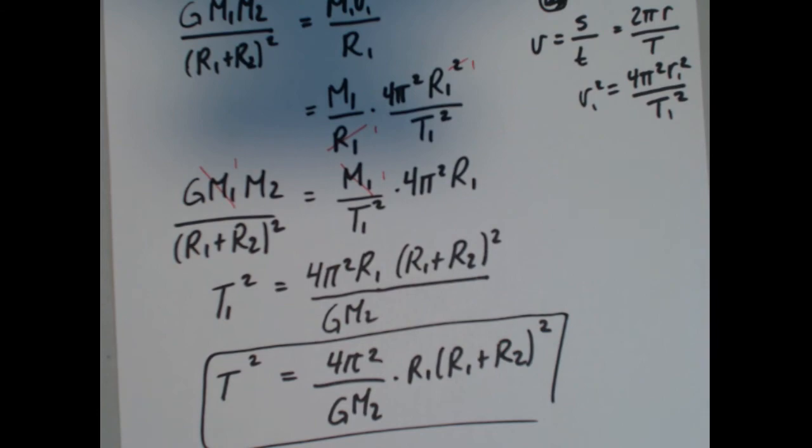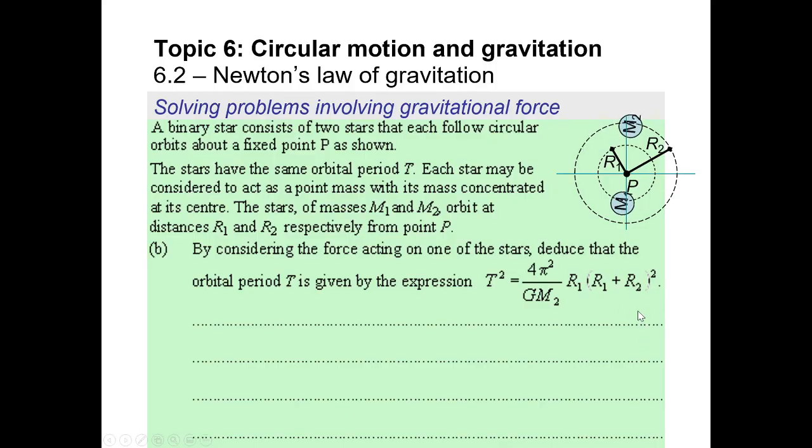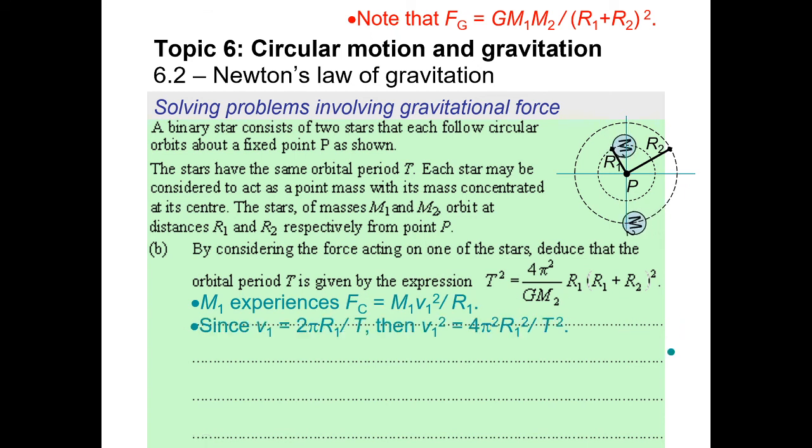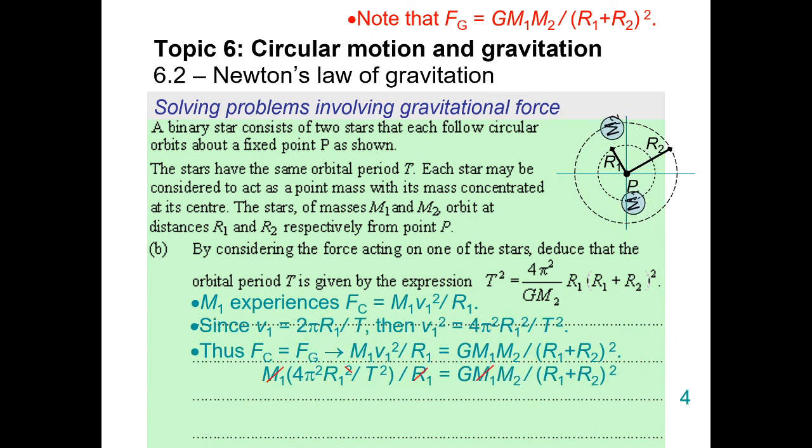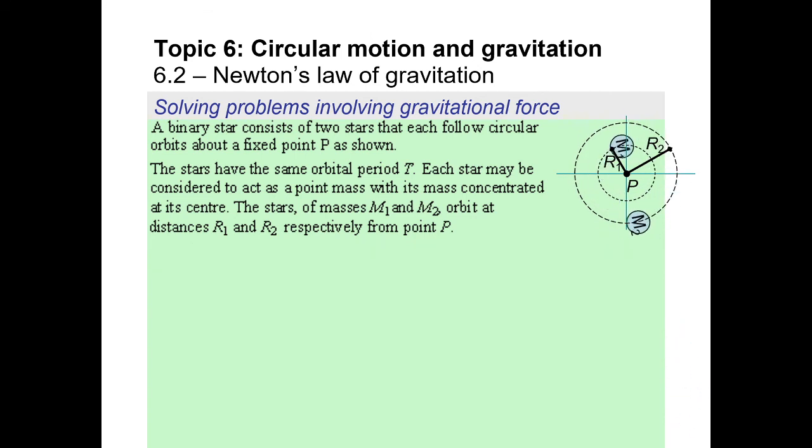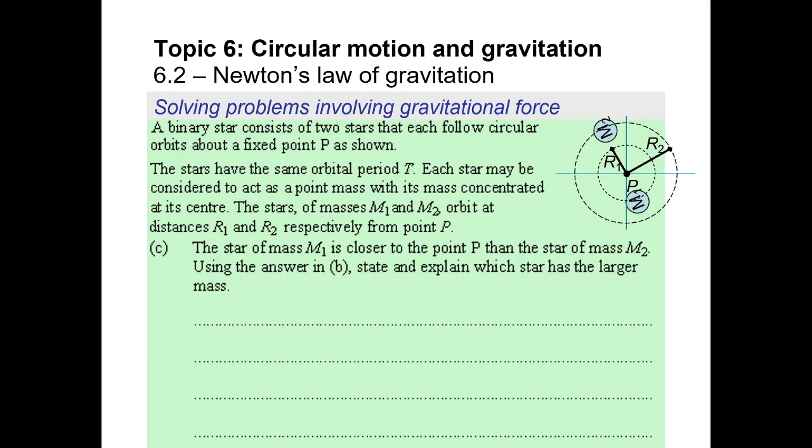Okay, let's go back to the slides. And of course, the answers are all typed up here if you want to look at that, but it's the same as what I've done on paper. All right, part C. The star of mass M1 is closer to the point P than the star of mass M2. Using the answer in B, state and explain which star has the larger mass. Okay, I'm going to need another piece of paper for this. So which star has the larger mass?